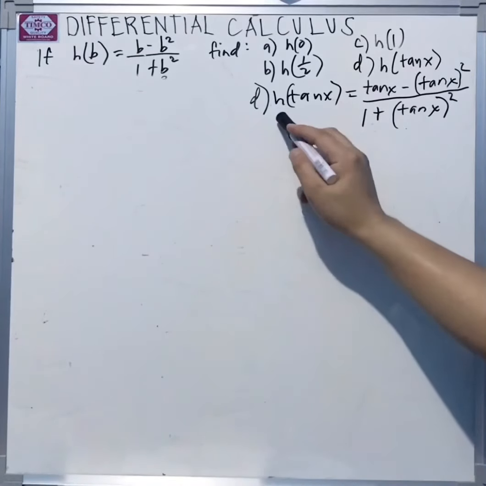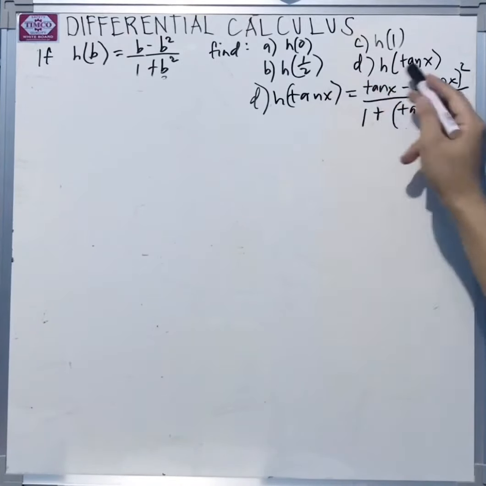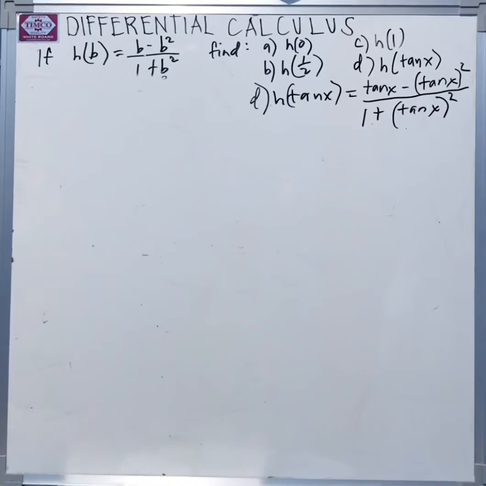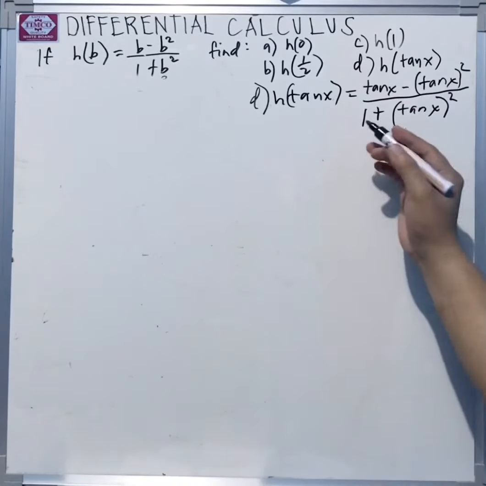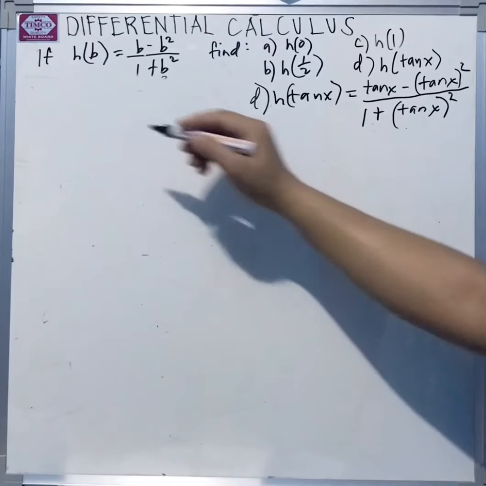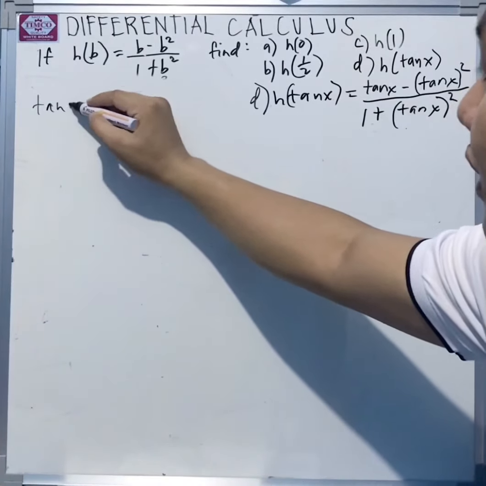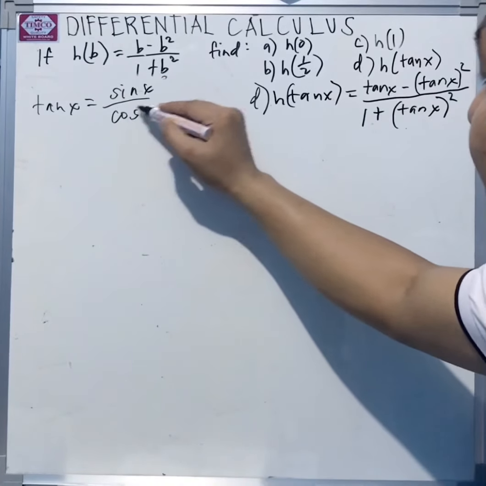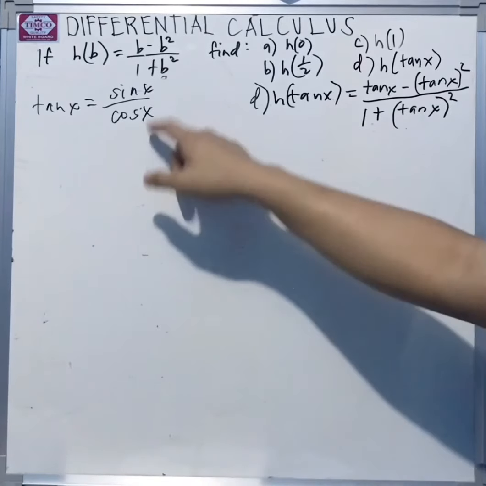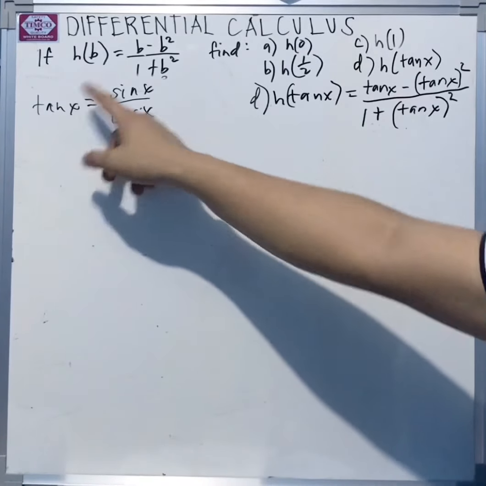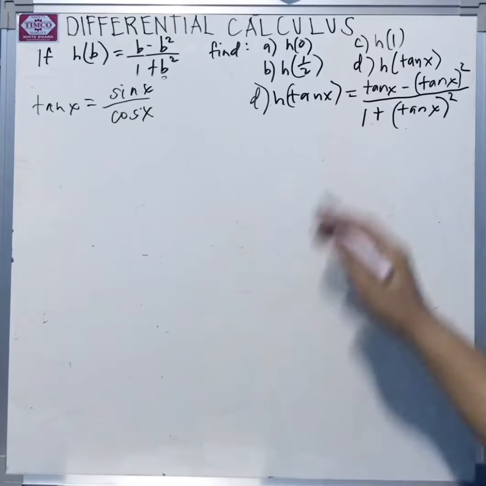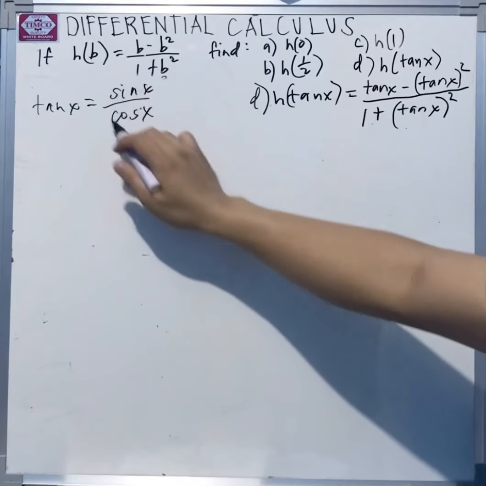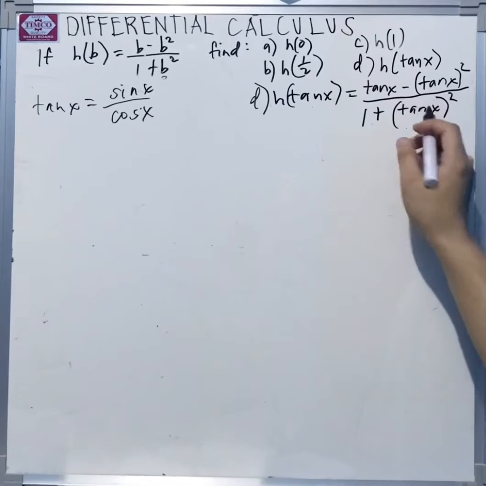So ayan na, substitute na natin yung value ng h of tangent x sa equation natin. Paano ba natin i-solve ito? Meron tayong trigonometric identities, trigonometric functions. Ang tangent x is equal to sin x over cosine x. Sin over cosine is equal to tangent. So palitan lang natin ng sin x over cosine x yung tangent x natin sa equation.